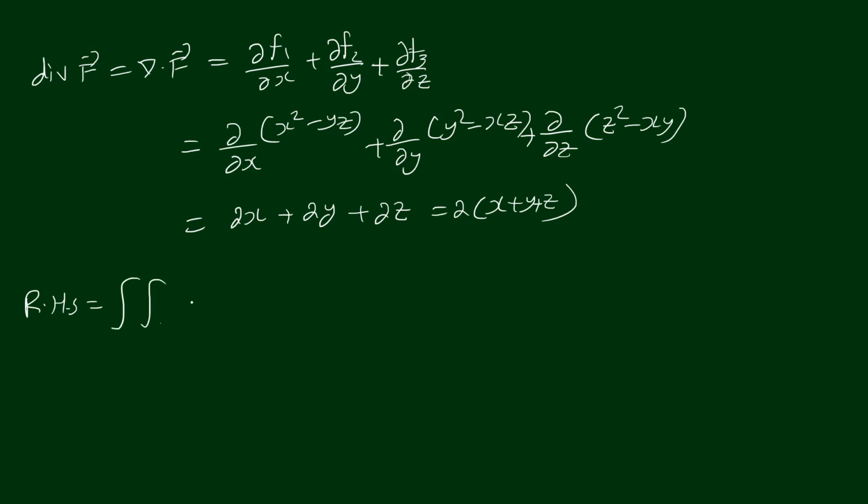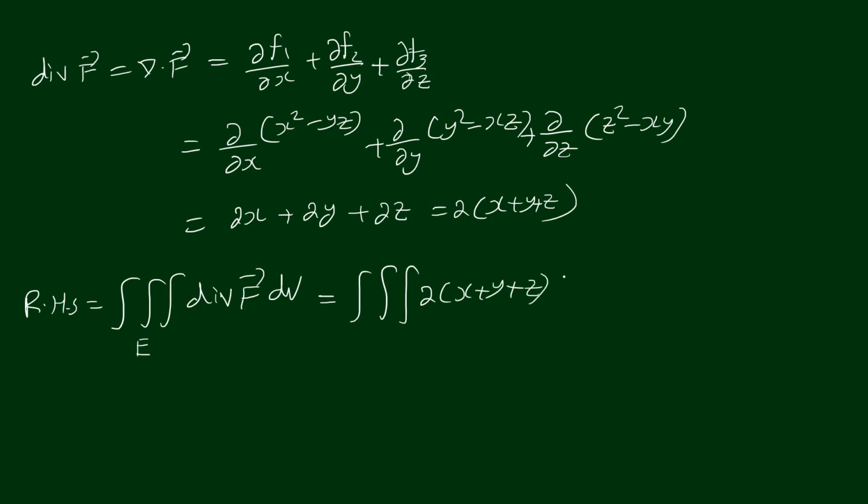But we need the triple integral of divergence of f dv over the given region E. So you can substitute the divergence 2 into x plus y plus z. dv you can write in any order. So suppose I am writing in dz dy dx order.